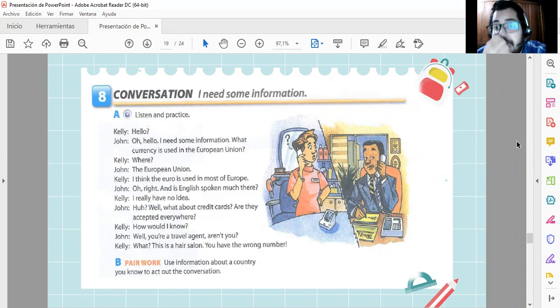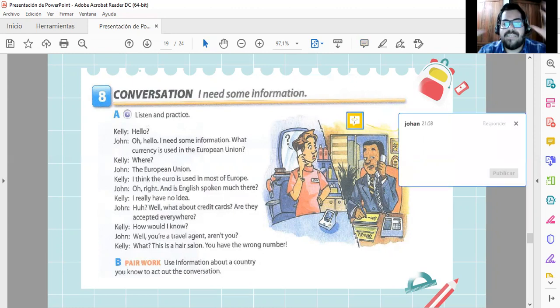What currency, teacher? What is the currency? La moneda. What currency is used in the European Union? And take a look at this, guys, because I'm pretty sure that you have seen this title or this sign or this advertisement somewhere. Have you ever seen a title like this? English is spoken here. Yes, teacher, I have seen that in restaurants or some places around. This is passive voice, guys.